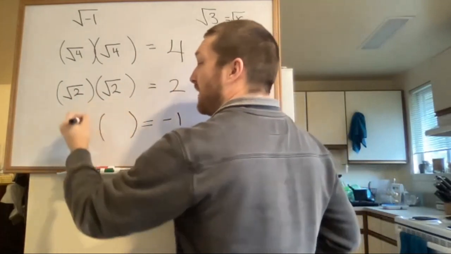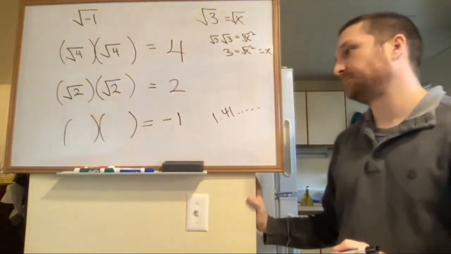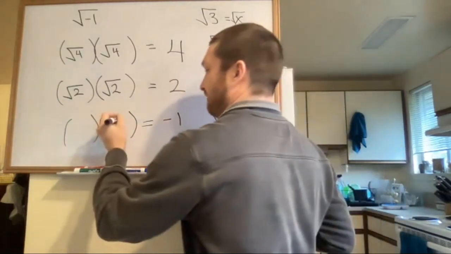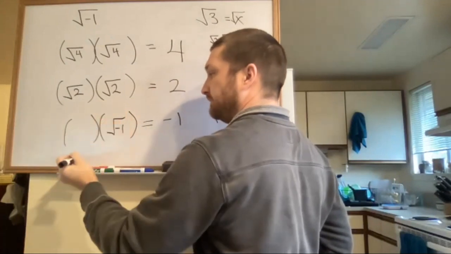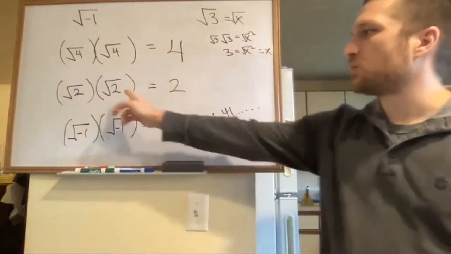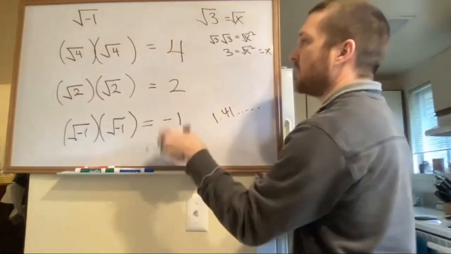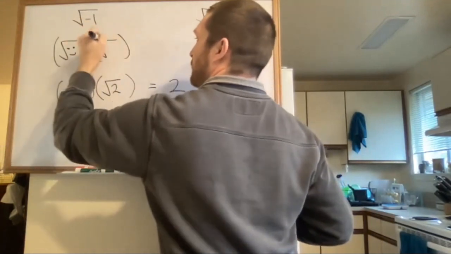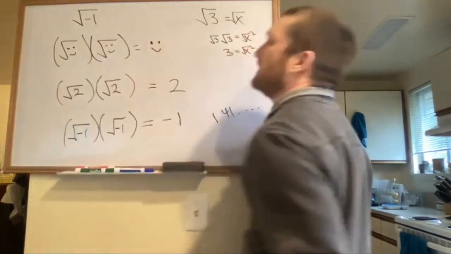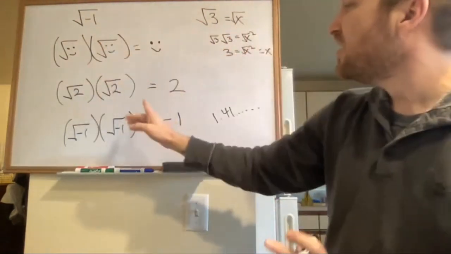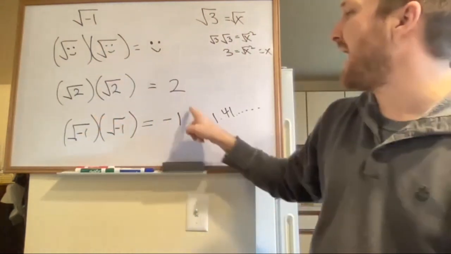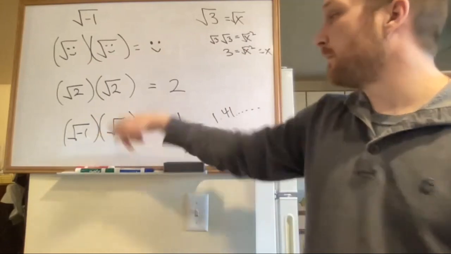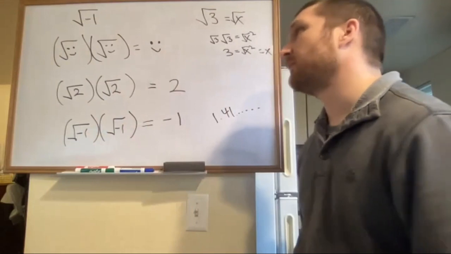Therefore, what number multiplied by itself gives you negative one? The square root of negative one times the square root of negative one. This is just what this symbol means. The square root of smiley face times the square root of smiley face gives you smiley face. That's the definition of what square root is. So no matter what you put in there, when you square it, it gives you back the thing that's on the inside. The only problem with all this is there is no such number until we say, let there be such a number. And that's what we're going to do right now.